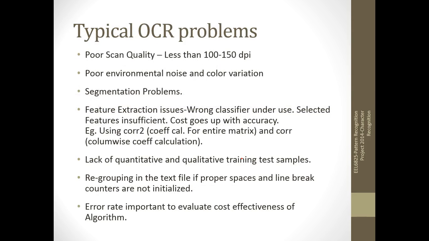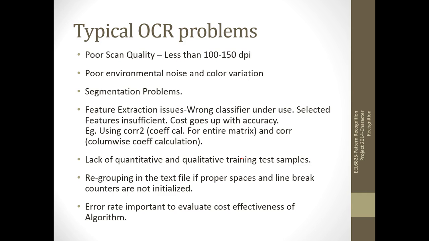If we have more number of samples, for example, we can have 5 instances of each letter, so that the algorithm can know that A or B or C or D can look like these 4 types. So we increase the chances of the correlation. So these are the typical problems in OCR: poor scanning and poor environmental noise, as we have explained before.